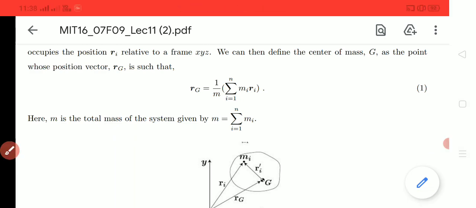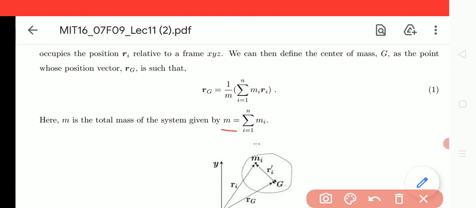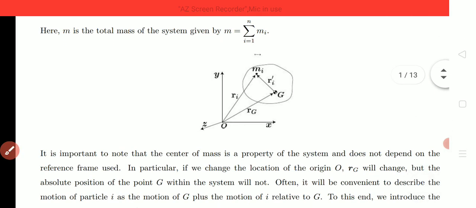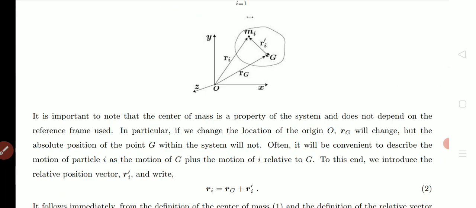Here m is the total mass of the system, given by m is equal to summation i equals 1 to n of mi. It is important to note that the center of mass is a property of the system and doesn't depend on the reference frame used. In particular, if we change the location of the origin O, Rg will change, but the absolute position of the point G within the system will not.